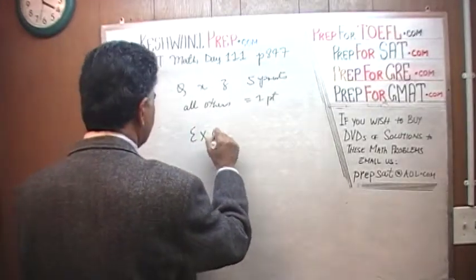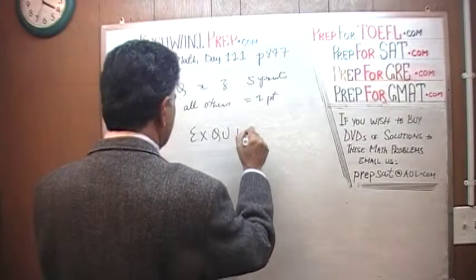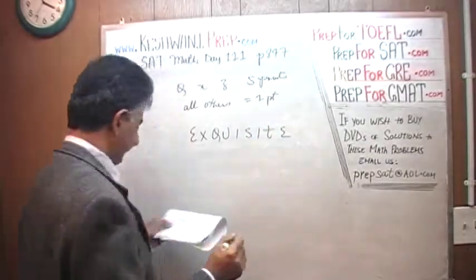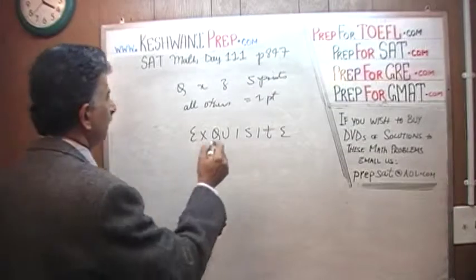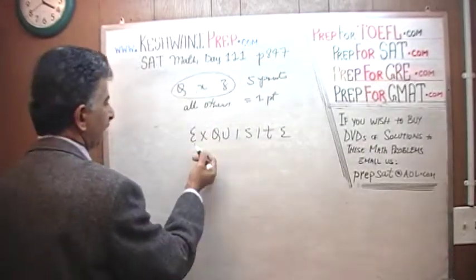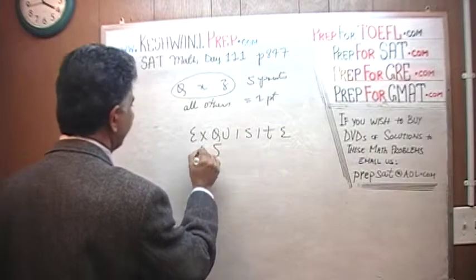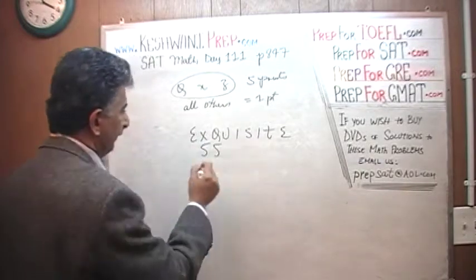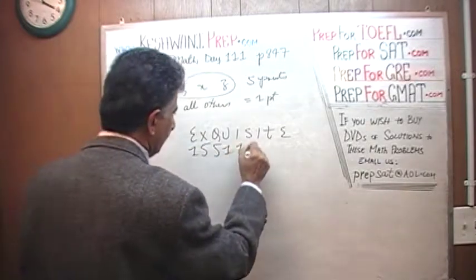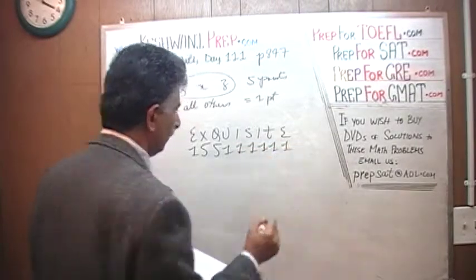X, Q, U, I, S, I, T, E. It's very simple, as I said, it's number 1 obviously. So, Q, X, and Z. Let's take care of that first. I see a Q here, that's the 5 points. I see an X here, that's the 5 points. There is no Z here, and that's it, we're done. So it's 1, 1, 1, 1, 1, 1, and 1. All the rest are 1.